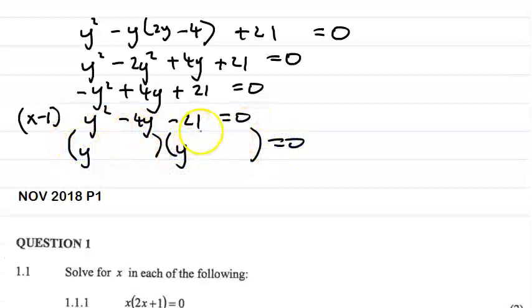Factors of 21, so 3 and 7, right? 3 times 7 is 21. So what's going to give me minus 4? It'll be minus there, plus there. So I think that'll work fine. Let's check. Y times y is y squared, plus 3 times minus 7 is minus 21. And if I multiply the inner terms, I'll have plus 3y, and the outer terms minus 7y, which if I add it will give me minus 4y.